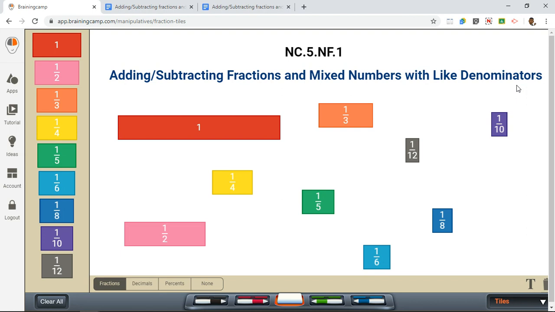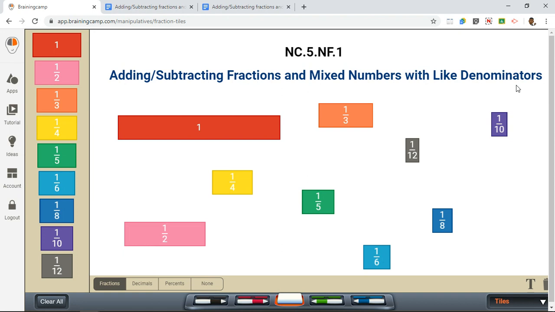Of course, we have our Common Core standard NC5 NF1. That's a North Carolina Common Core standard for 5th grade for adding and subtracting fractions and mixed numbers. However, that is with unlike denominators. But we're going to take a step back and look at solving it with like denominators or the same denominator and looking at word problems. Do keep in mind you can pause this video at any time so you can write down any information and solve any of the questions that will be given.